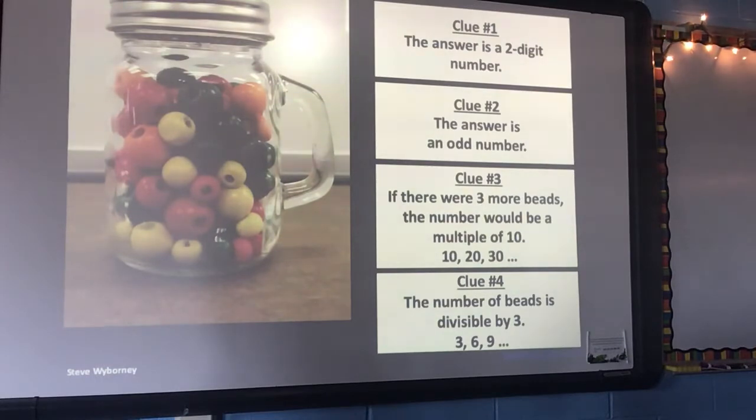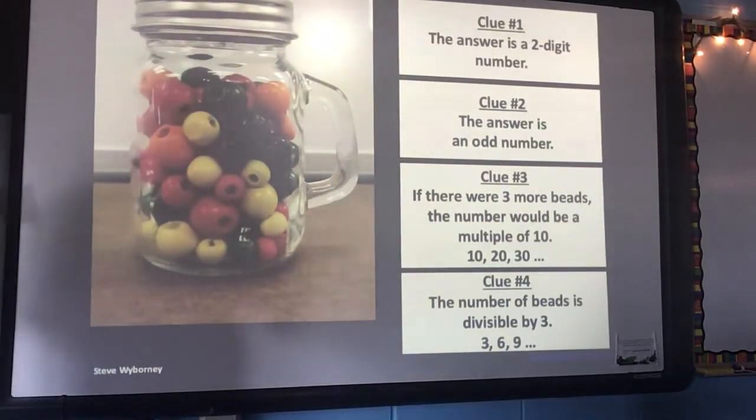24, 27. Then what? 30. Then what? 33. And then 3 more would be 36. Good. Something to take note of when you're looking at this estimate is it looks like some beads are smaller than others.